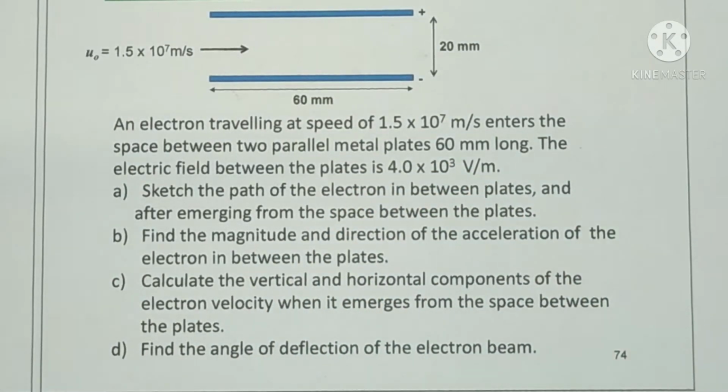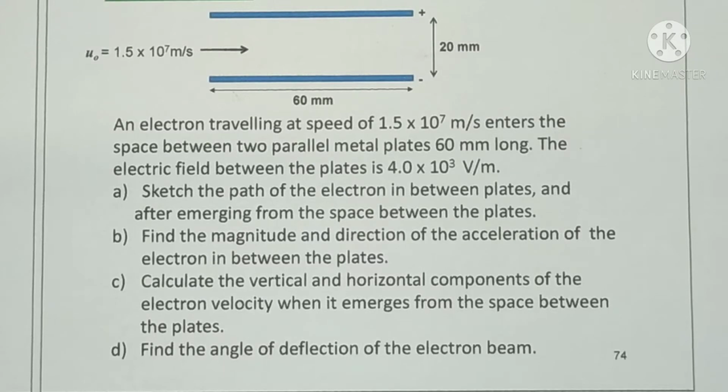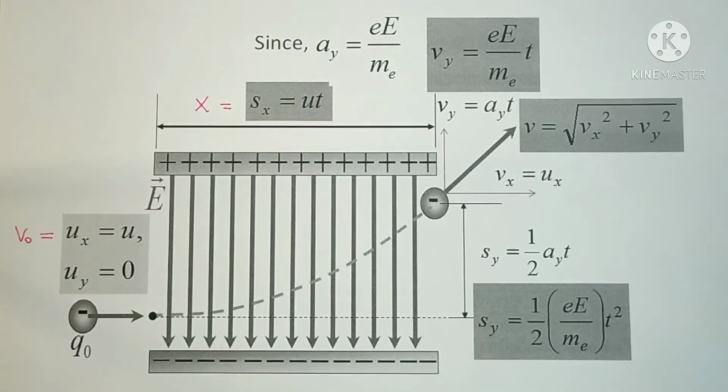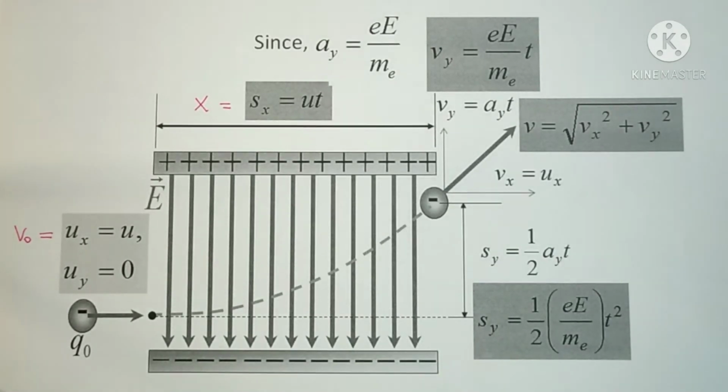For section A, sketch the path of the electron in between the plates and after emerging from the space between the plates. This is a mind map that you can use to find all the possible values which are written in the question. For section A, sketch the path of the electron in between the plates.